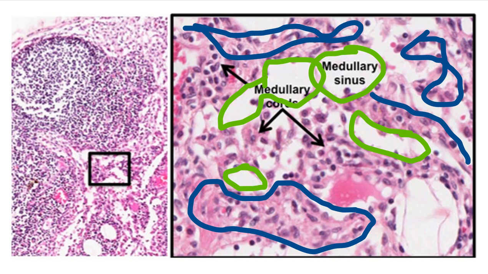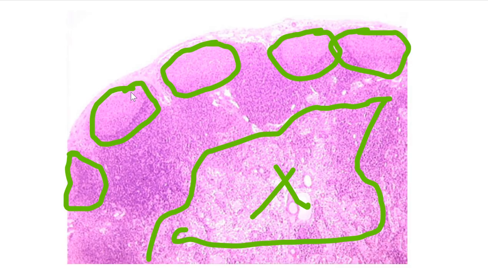Okay, so that sums it up pretty much for our lymph node. Now, the biggest thing when trying to figure out what slide you're looking at, or what am I looking at? Am I looking at a lymph node? Am I looking at a spleen or the thymus? We need to remember and always go back to, we have our follicles in the cortex.